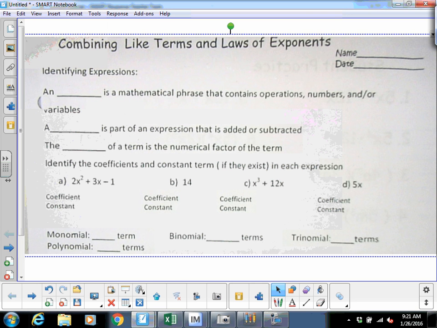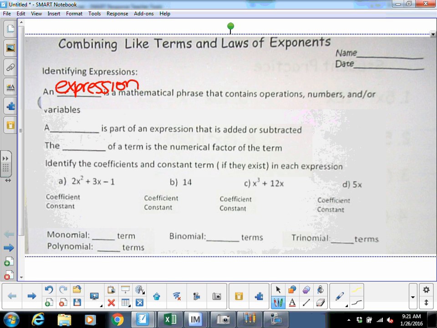Combining like terms and laws of exponents. First of all, an expression is a mathematical phrase that contains operations, numbers, and/or variables. Can somebody tell me what the difference between an expression and an equation will be? An equation has an equal sign.